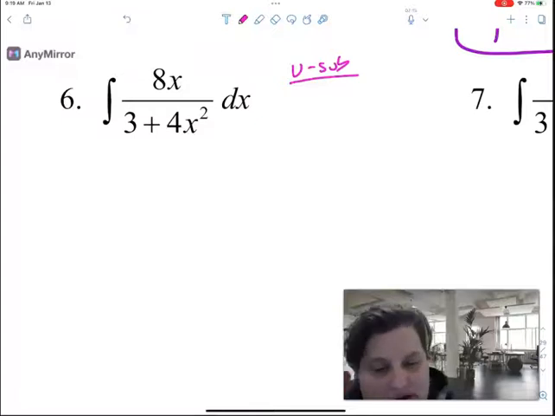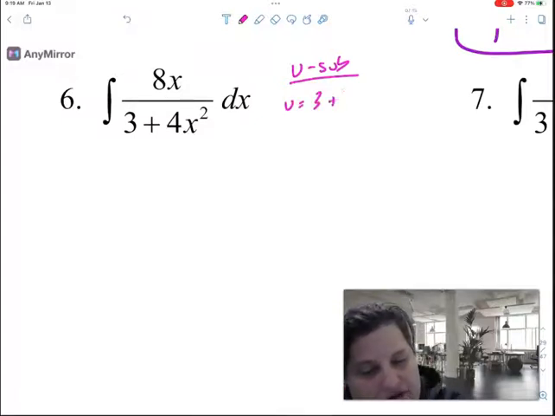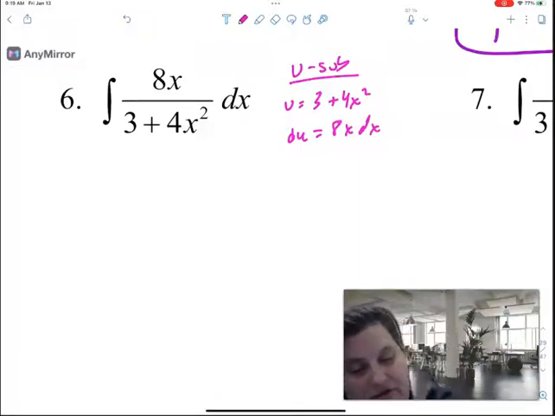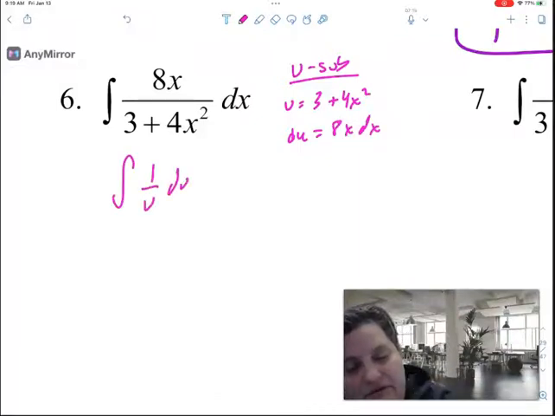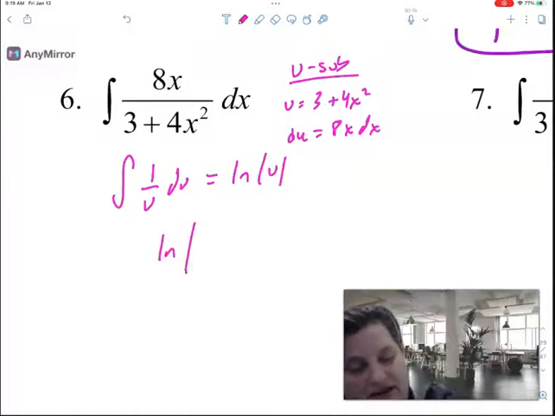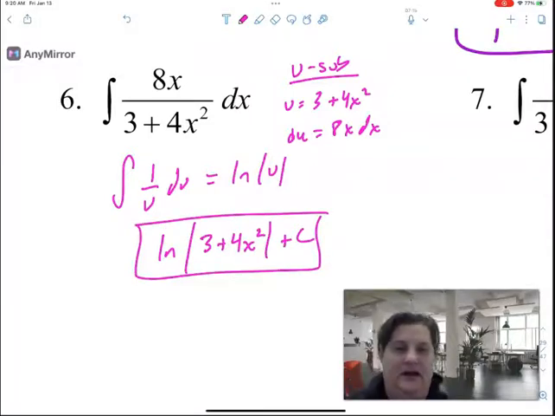Okay, so we're going to identify what it is, then we're just going to go do it. U is 3 plus 4x squared. Du, the derivative of that is 8x dx, which is all perfect. So it's like 1 over u du, which is ln u. So this question is ln of 3 plus 4x squared plus c. And it's like one of the easiest questions that we've looked at because it's not an inverse tan or an inverse sine. Okay?